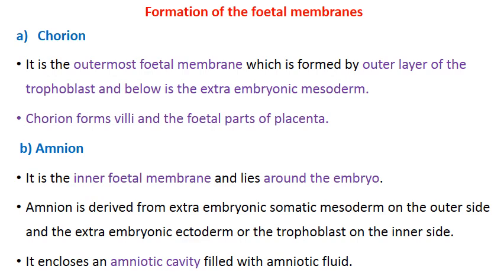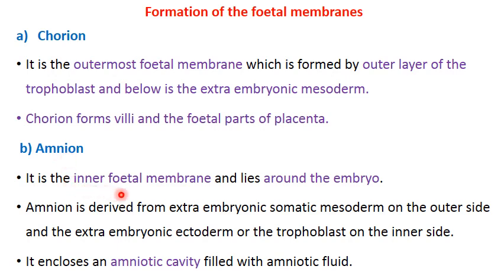Now, formation of the fetal membranes. What are the fetal membranes present in an embryo? First is the chorion, which we said just before also. Outermost fetal membrane, how is it formed? By the surface layers of the trophoblast, so the outer layer will be made up of the trophoblast and below will be the extra embryonic mesoderm, and this is going to form the villi and the fetal part of the placenta.